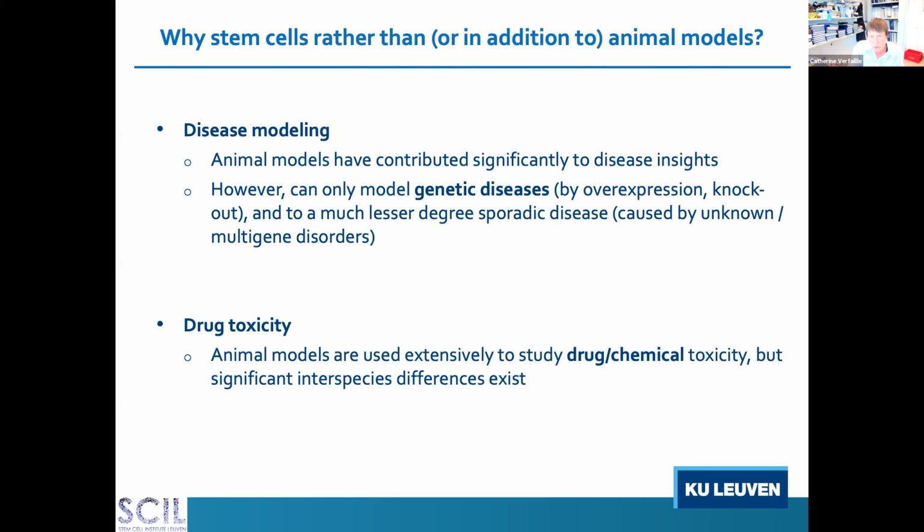So why stem cells rather than, or in addition to, animal models? Well, obviously disease modeling in animals has contributed greatly to many insights we have in diseases. However, they can only model specific genetic diseases and to a much lesser degree sporadic diseases, including a number of liver disorders. For drug toxicity, animal models, in particular mice and rats, are used very extensively to study chemical and drug toxicity, but significant interspecies differences exist, and so they are also not fully predictive of drug toxicity.